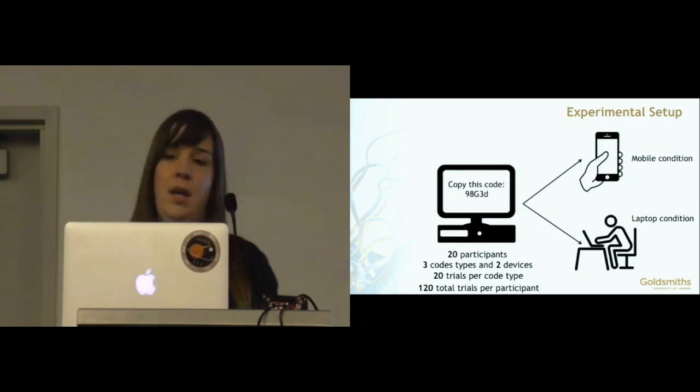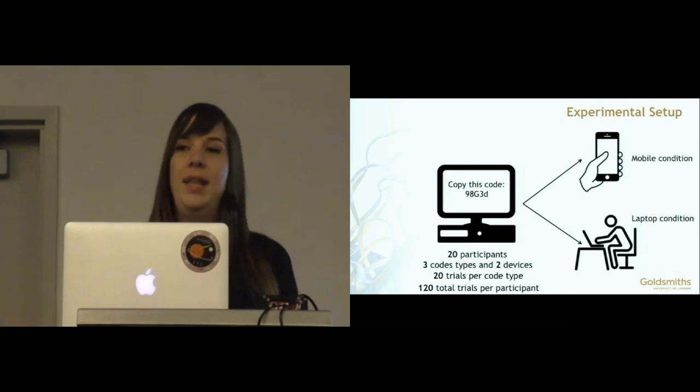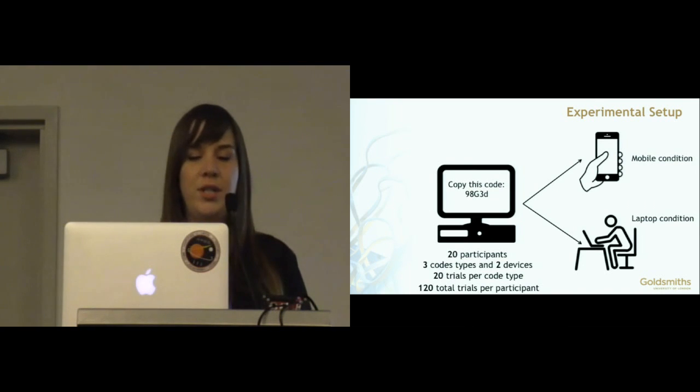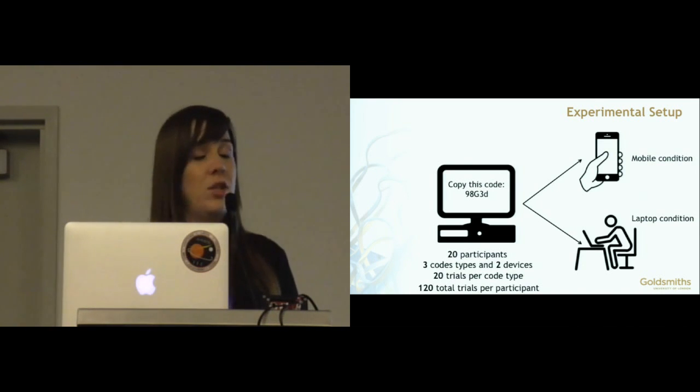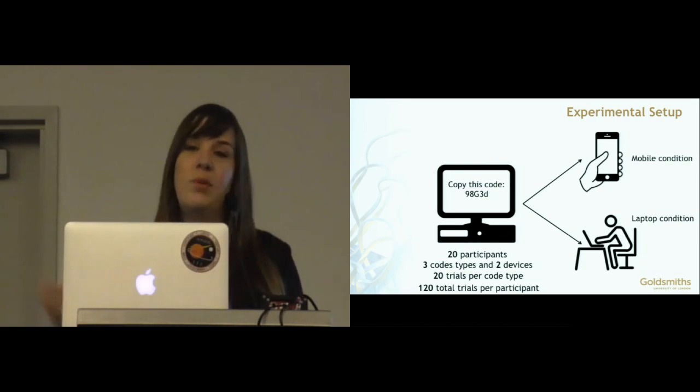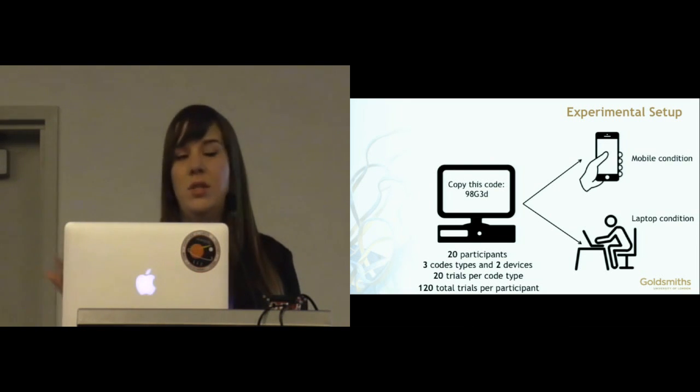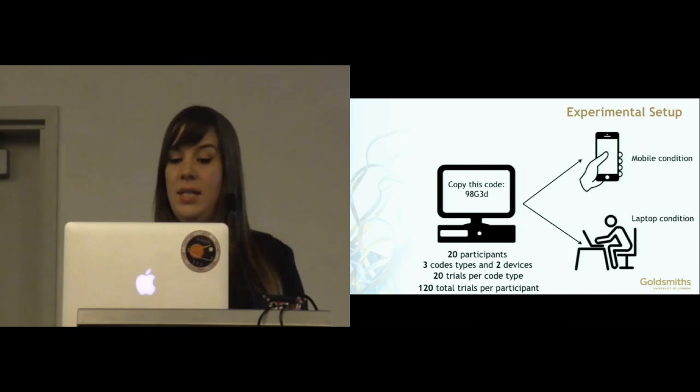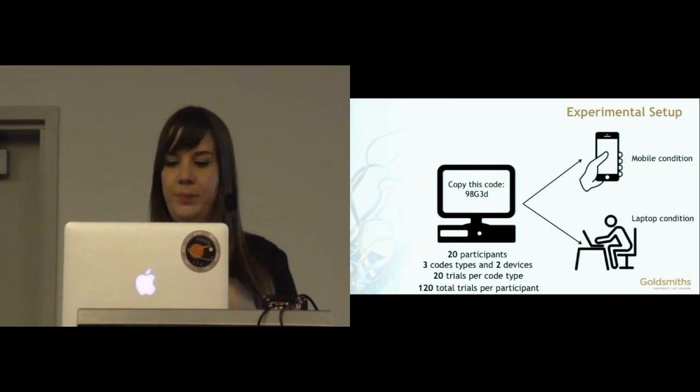To test this, we got people into a lab. In the lab, there was a display screen showing the codes one at a time, and the participants then had to copy each of these codes. Again, we wanted to do this on mobile phones and laptops because there might be some difference, and we think these are the 2 devices that people are most likely to use. So 20 participants came in, they typed 3 different code types on both of the devices, and they did 20 trials per code type, meaning that each participant had entered 120 codes in total.